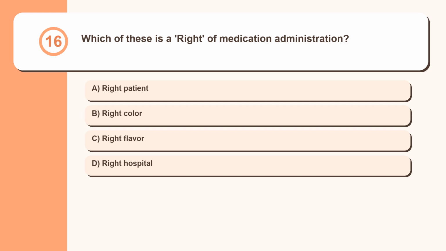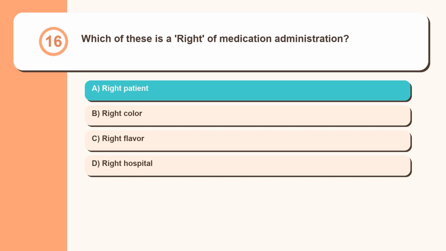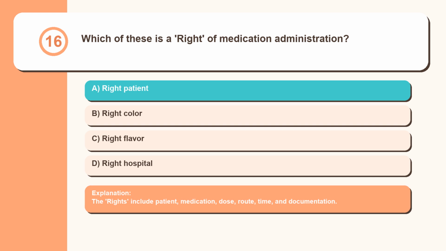Question 16. Which of these is a right of medication administration? Right patient, right color, right flavor, right hospital. The rights include patient, medication, dose, route, time, and documentation.